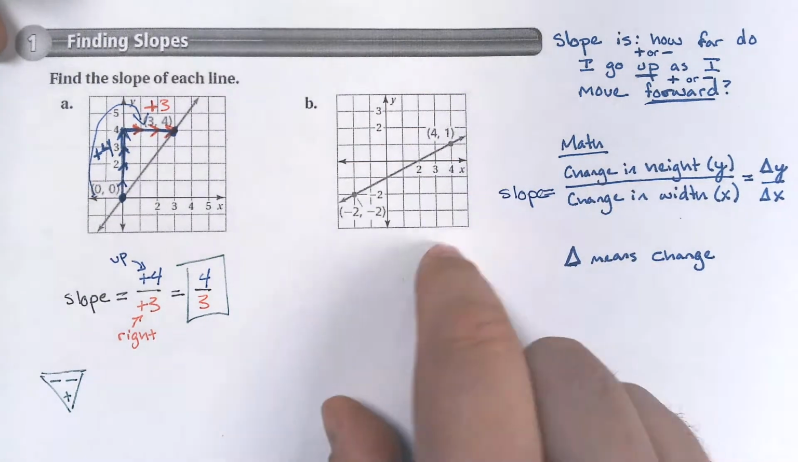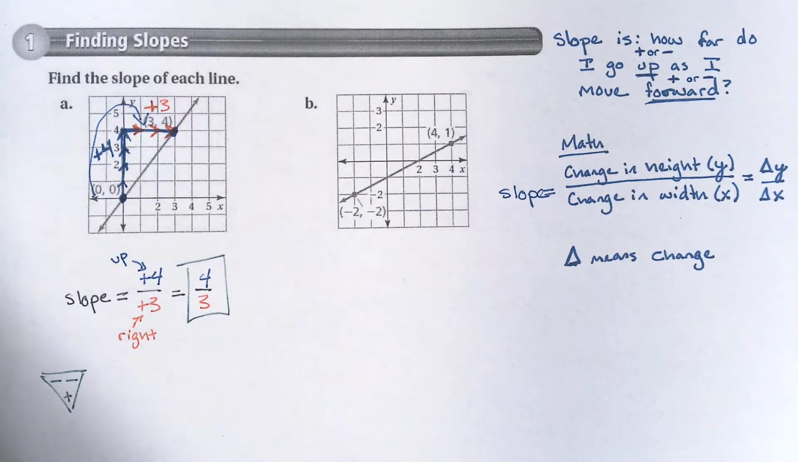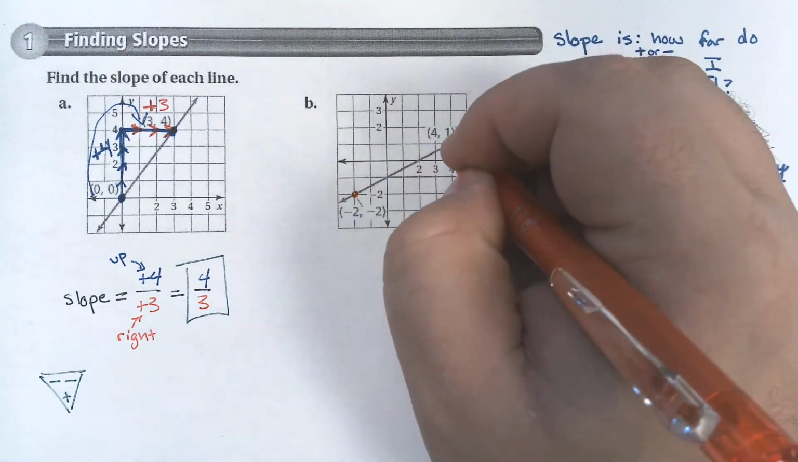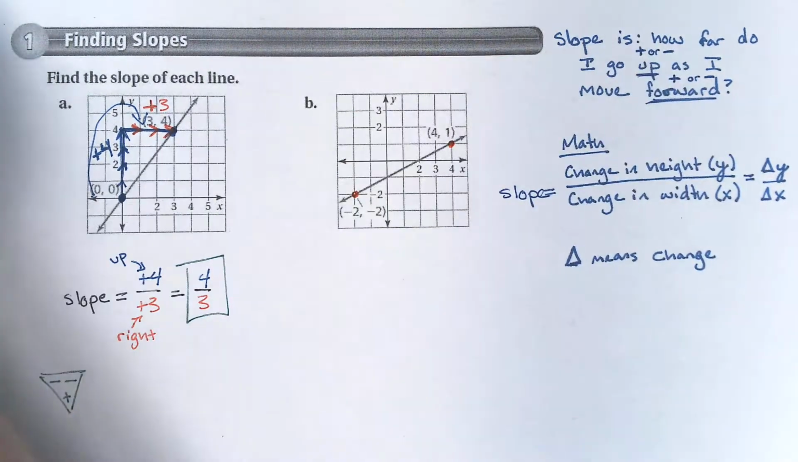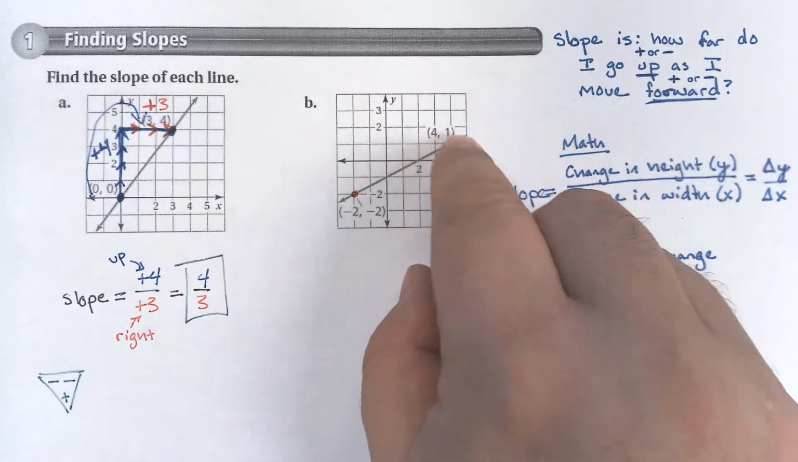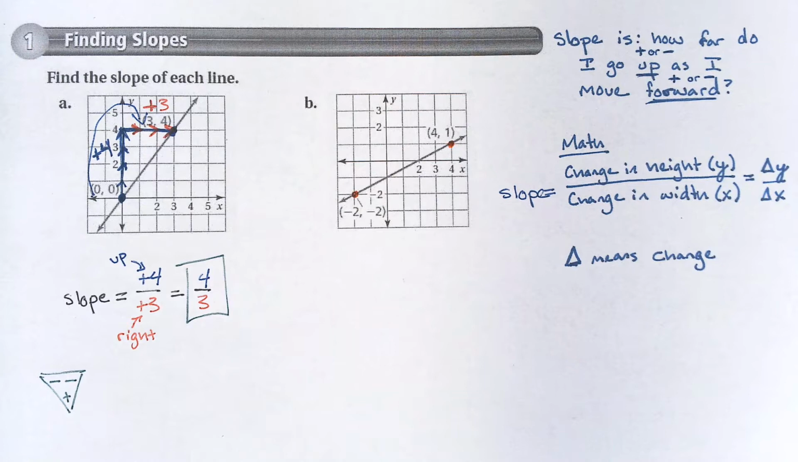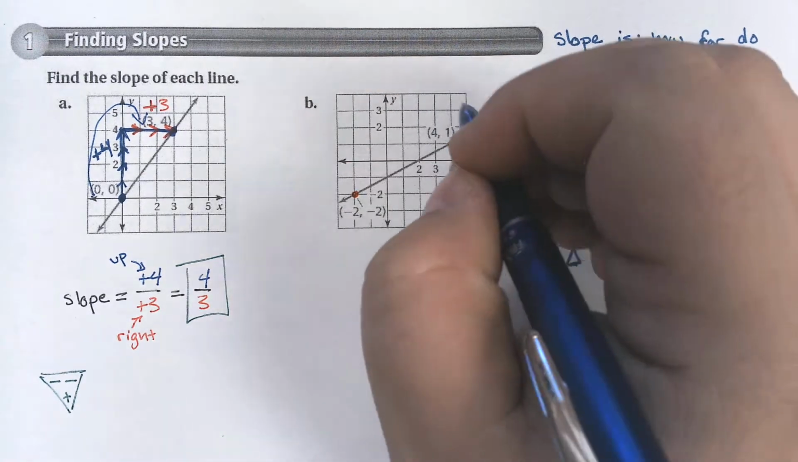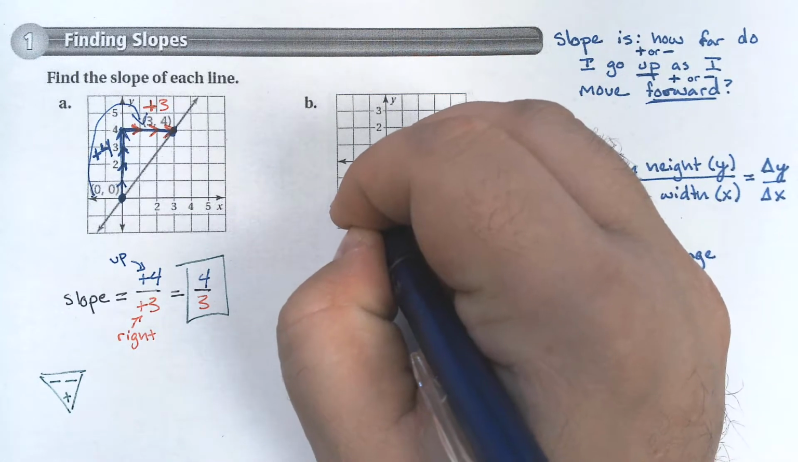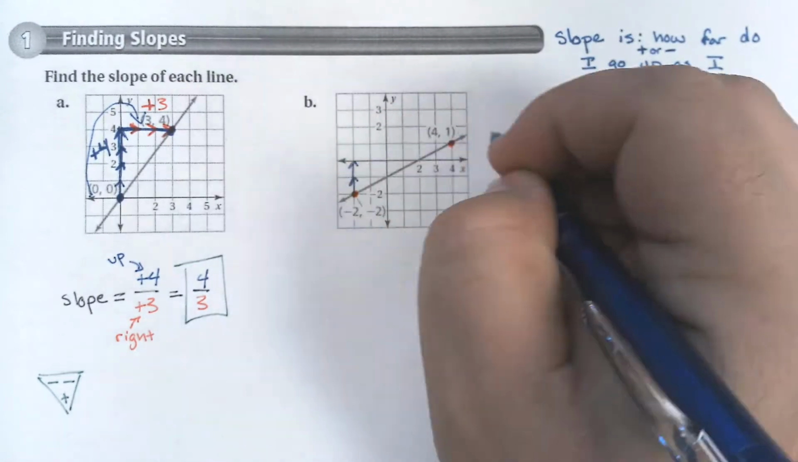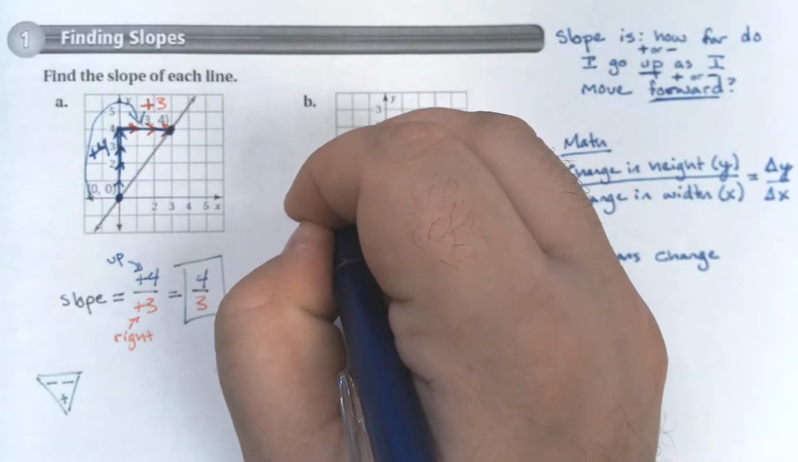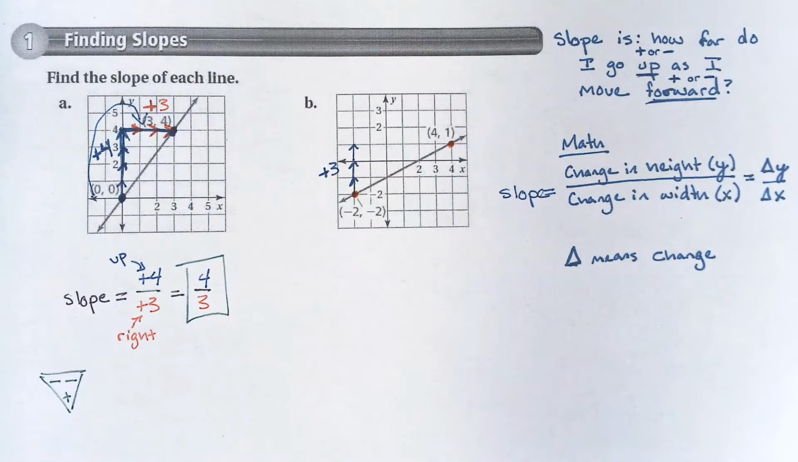Now here, we can do the same thing. We're going to pick 2 points. Luckily, again, it's already given to us for 2 points. I have negative 2 and negative 2, and 4 and 1. Now, what I'm able to do is ask, how far do I go up from my lowest point? 1, 2, 3 times. I have to go up 3 times.